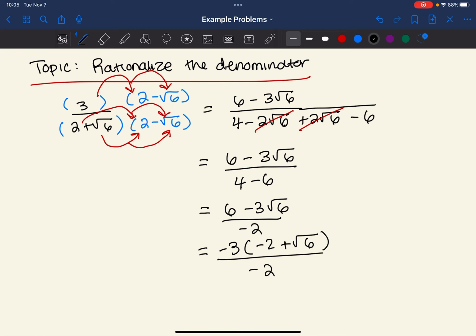We wouldn't be able to cancel the 3 and the 2. However, we would be able to cancel those negatives. So then we would have 3 times negative 2 plus square root of 6 over 2. And this right here would be our answer.